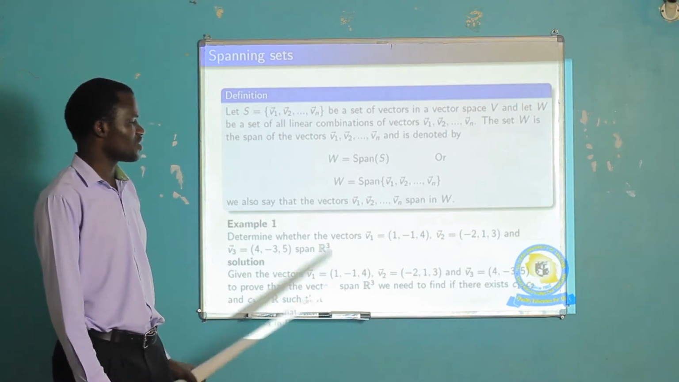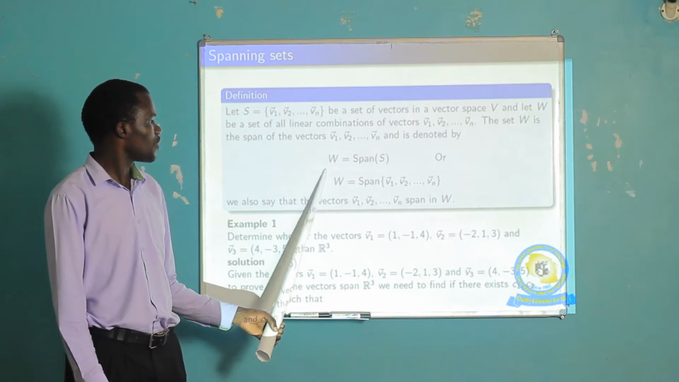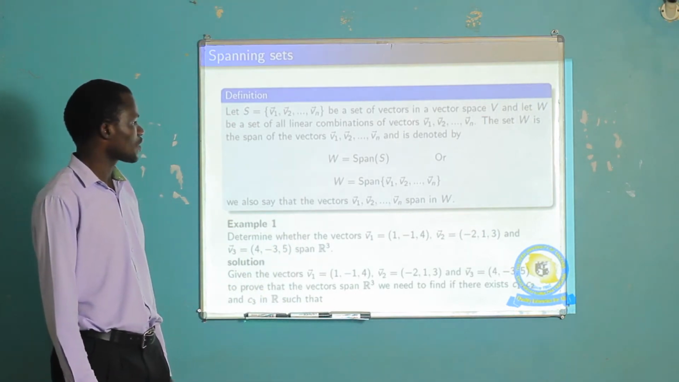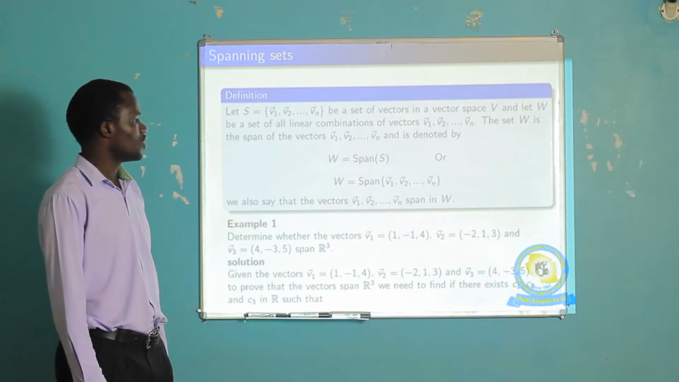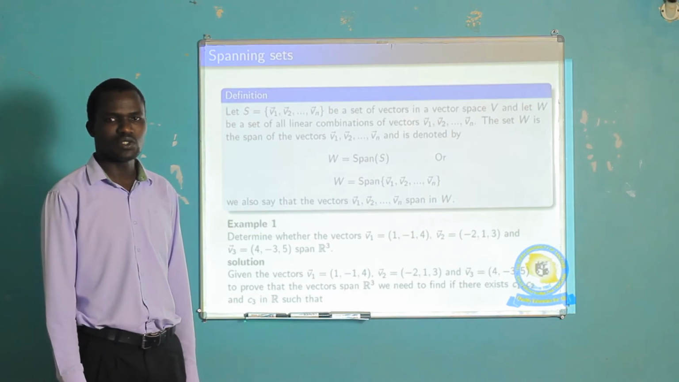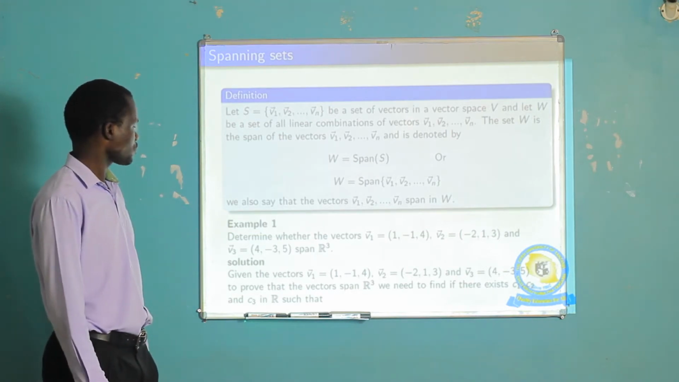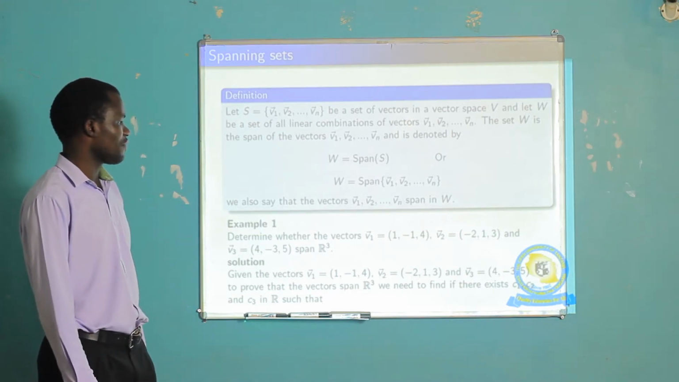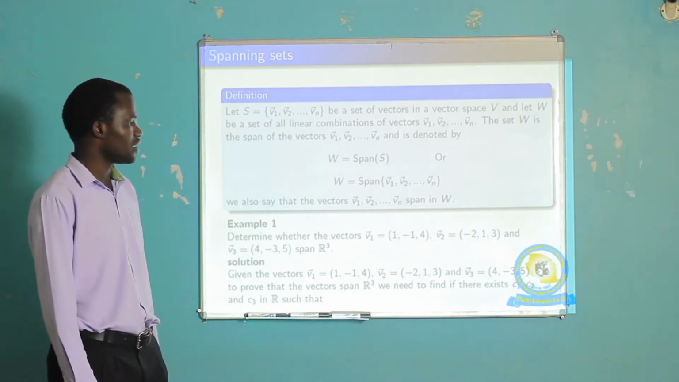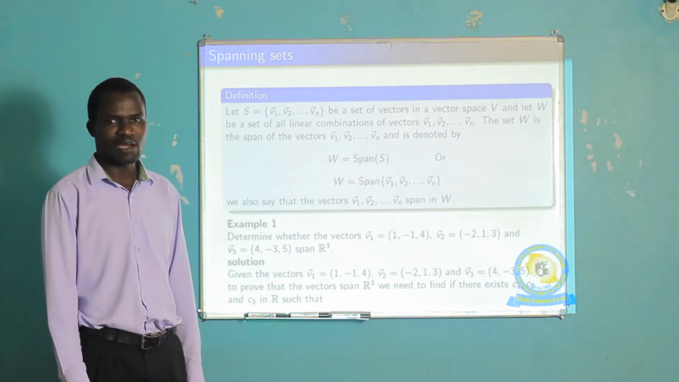And this can be denoted by W equal to span of S, or W equal to span of V1, V2 up to Vn. We also say that the vectors V1, V2 up to Vn span W.